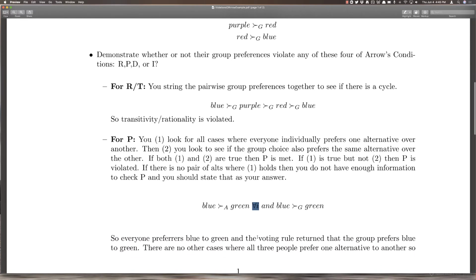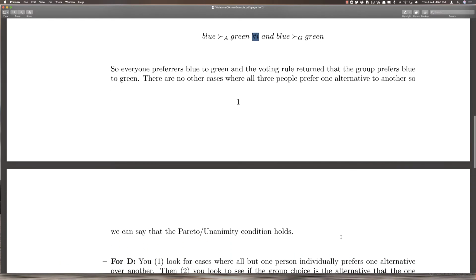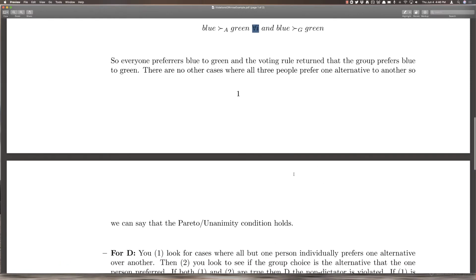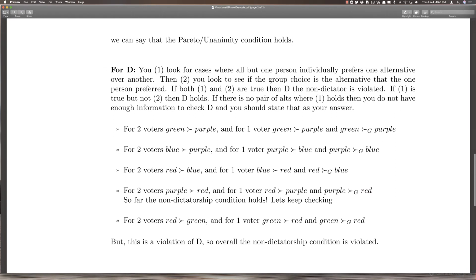Everyone prefers blue to green, and the voting rule returns that. There are no other cases where all three prefer one alternative to another. So we can conclude that the Pareto condition holds. All right. The last is non-dictatorship. Non-dictatorship is violated when there's one person whose preference is opposed to everybody else's, but the voting rule returns the one. They are a dictator.